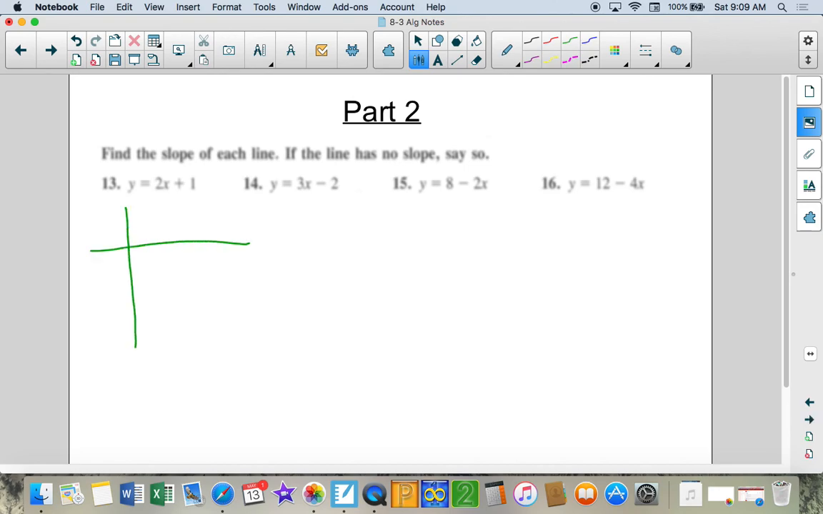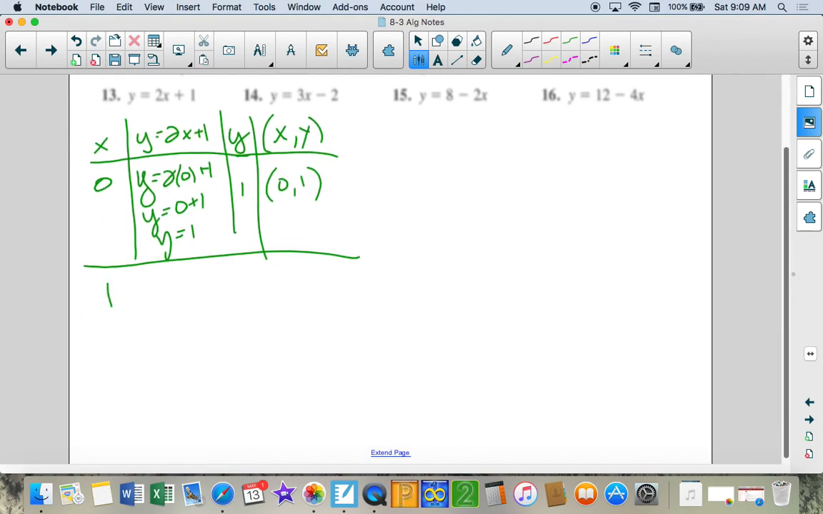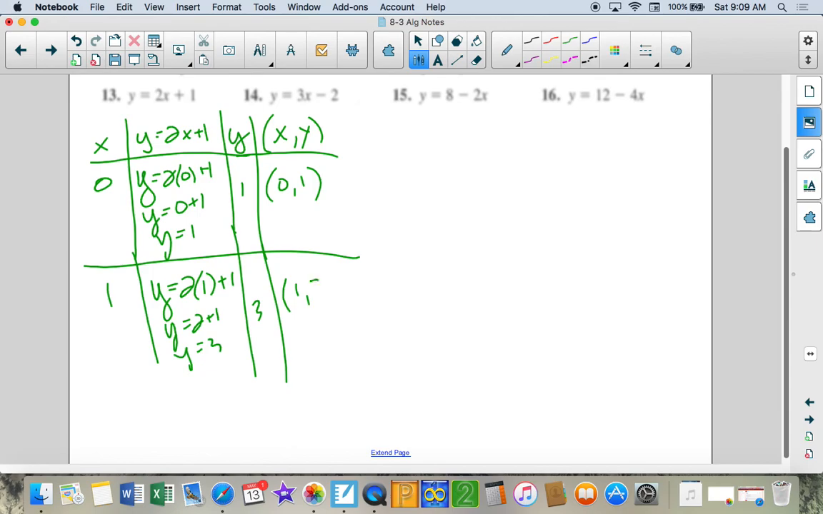So we're going to use our H graph, y equals 2x plus 1, x comma y. So easiest point to plug in first is 0. When x is 0, y is 1, so that's 1 point. Let's find another point. Next easiest point is 1 for x. So we're going to plug in 1 for x. We get y equals 2 plus 1, y equals 3. So my other coordinate is 1 comma 3.